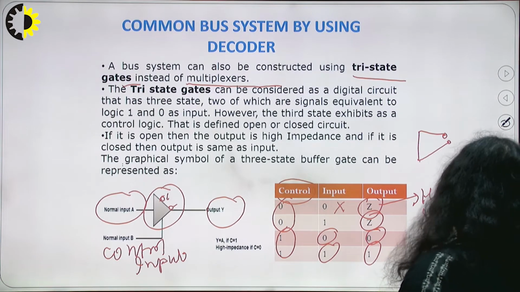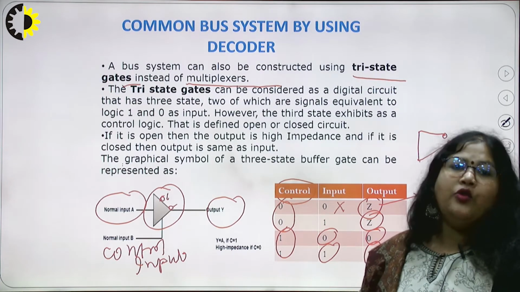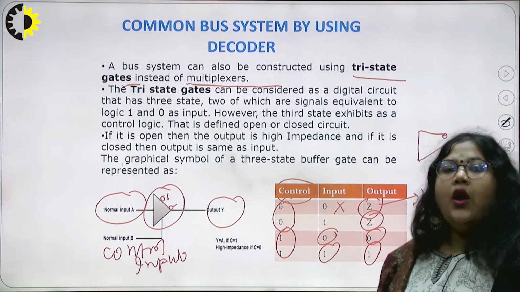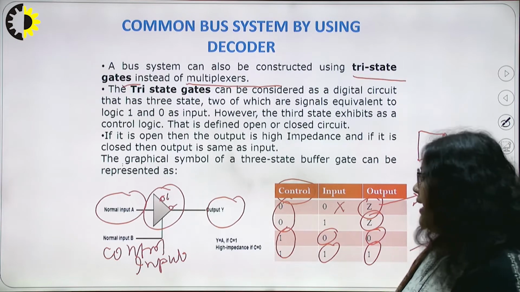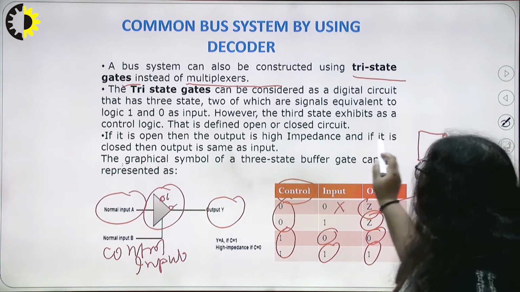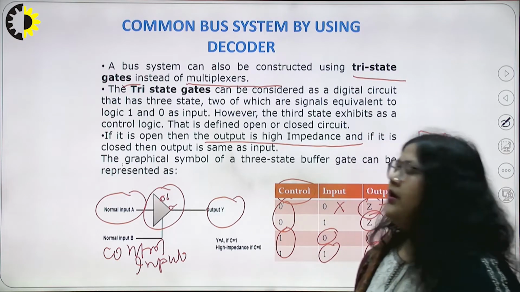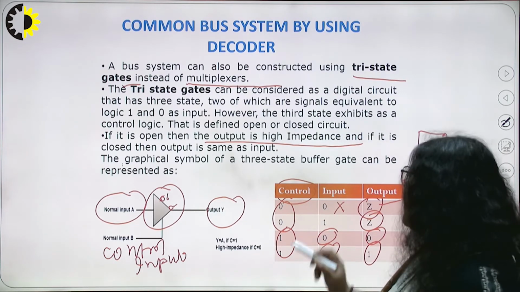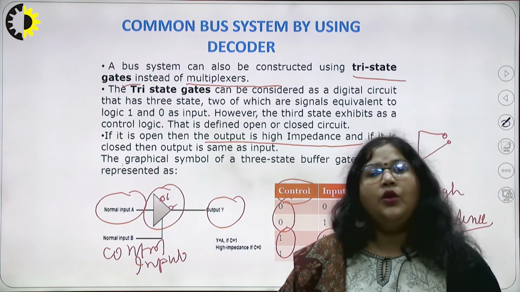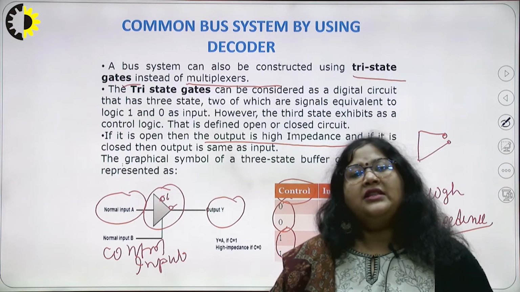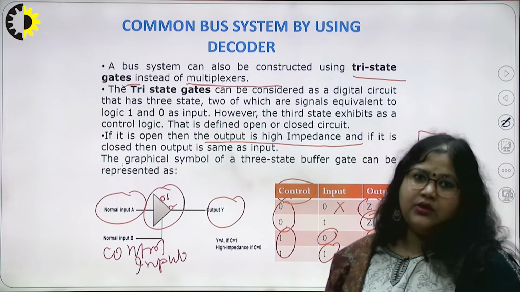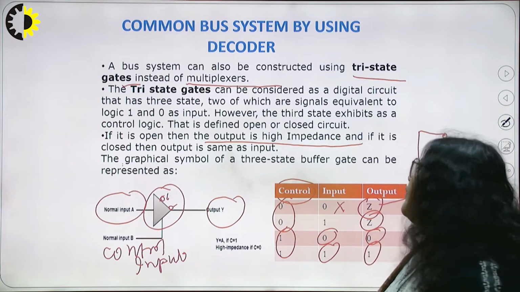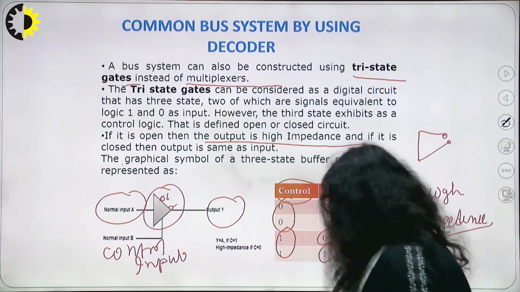That means no output has been produced, or the circuit reacts with a high impedance output. So the output is high impedance. If the control is 0, or the control is low, the output receives a high impedance. So this reacts as an open circuit. So this is the basic working of the tri-state gate. Now move on to the next slide.